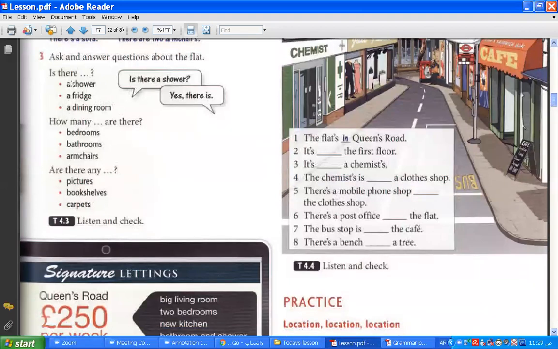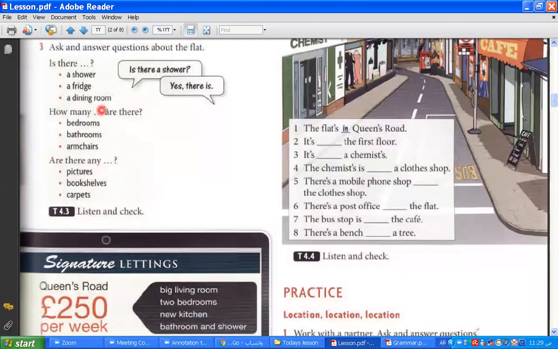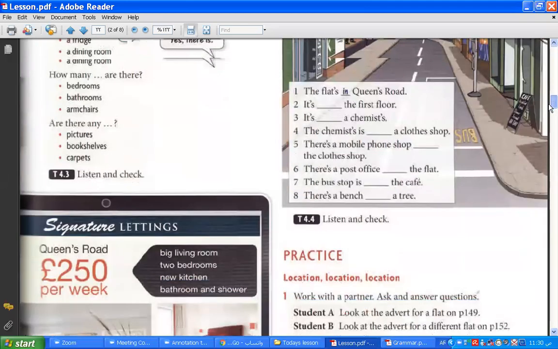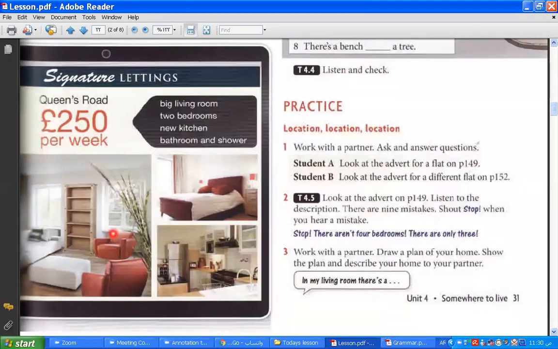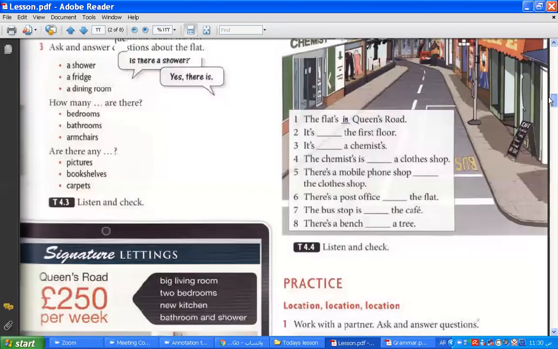Is there an armchair? Is there a dining room in the apartment? Yes, there is. Where is it? Ahmed, we have dining room to living room. Oh no, living room. No, there isn't, because here we just have living room, bedroom, kitchen, and bathroom. Yes, thank you.